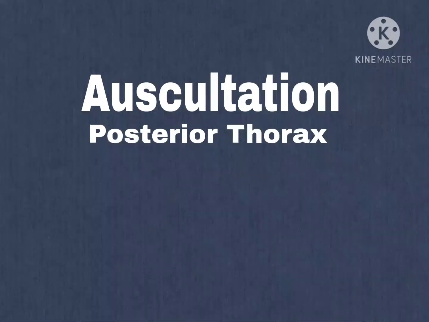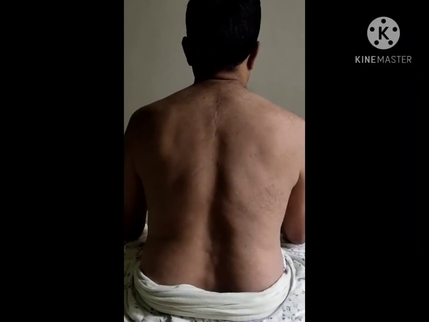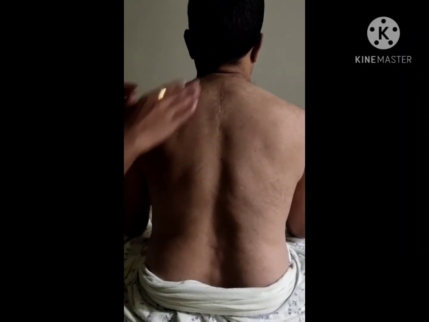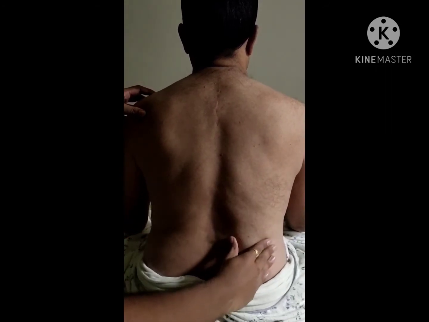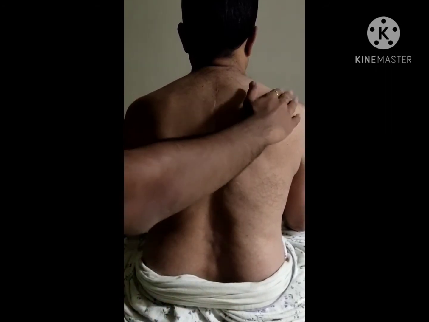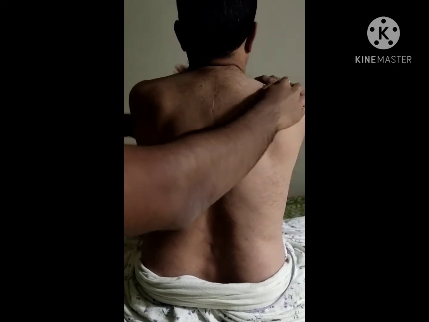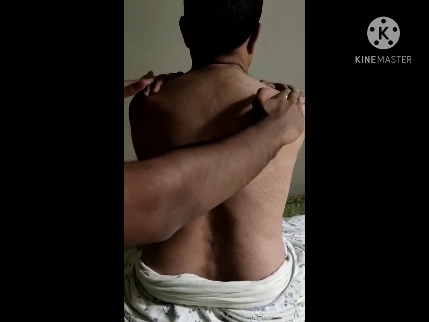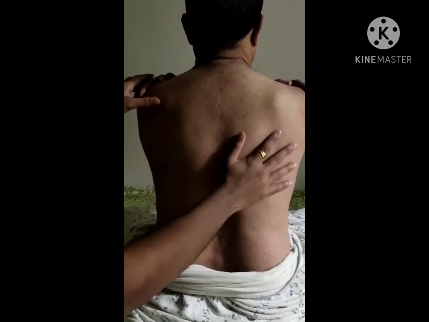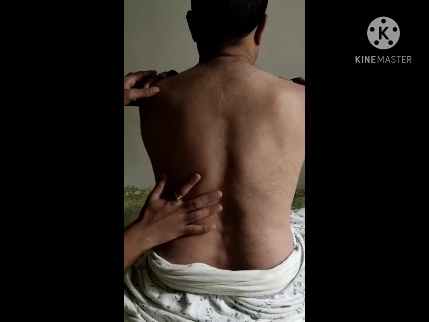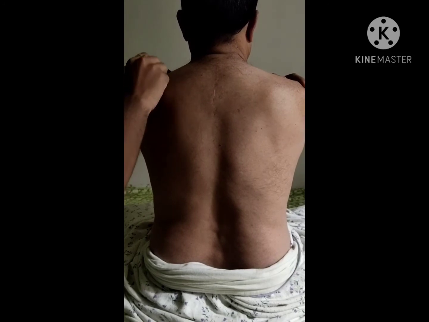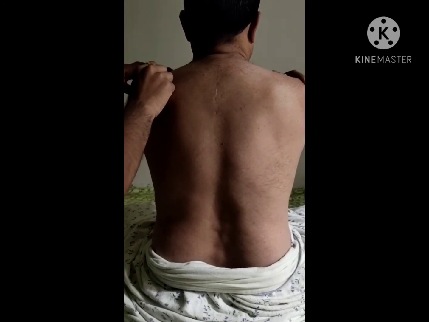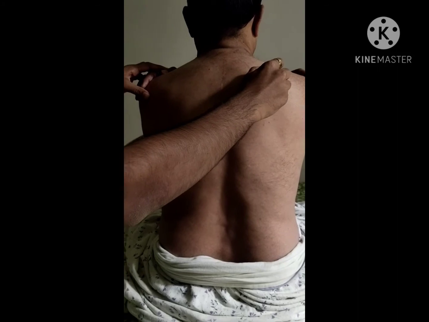Now we are going to auscultate the posterior thorax. I will ask the patient to put his right hand on the left shoulder and left hand on the right shoulder, so I can get the posterior thorax clearly and check it easily. The heartbeat sound and the breathe in and breathe out sound will come perfectly on the back side of the posterior thorax.